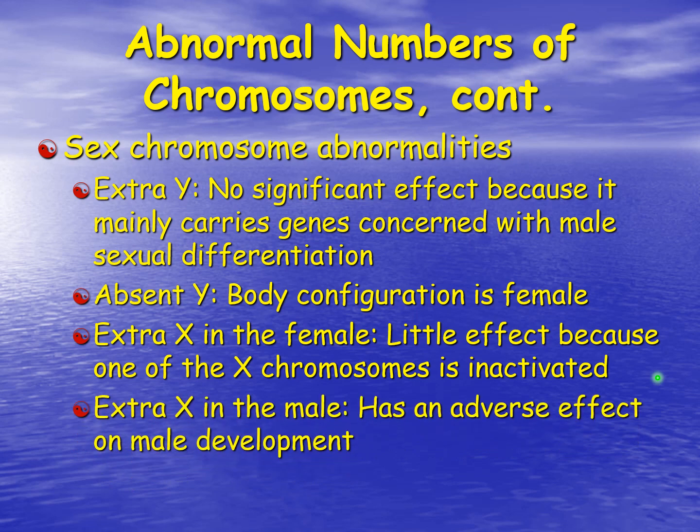And what if there is an extra X in the male? So we have the situation of XXY. This actually has an adverse effect on male secondary development. Because of the presence of the two X's, most of the secondary sex characteristics will be feminized, even though this is a genetic male. And again, 47 chromosomes, so we can't divide them equally, so oftentimes these individuals will be infertile.